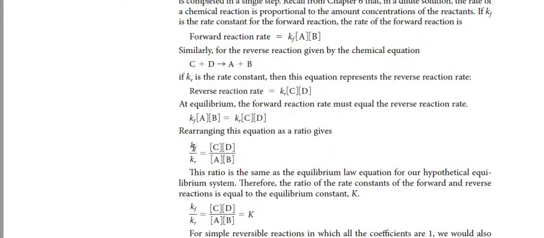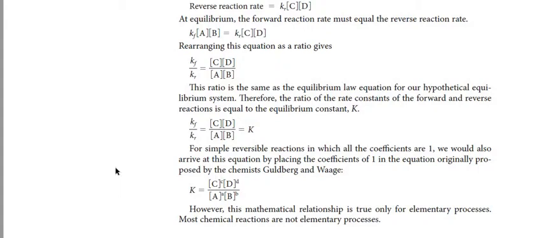So we can say Kf divided by Kr equals C times D divided by A times B. Cross multiplying, we have exactly the same thing. The ratio is the same as the equilibrium law equation for our hypothetical equilibrium system. Therefore, the ratio of the rate constants of the forward and reverse reactions is equal to the equilibrium constant.